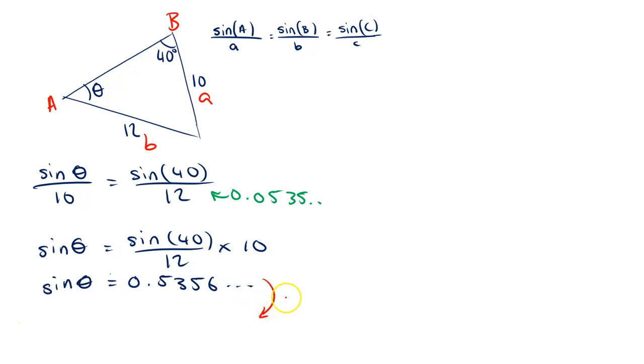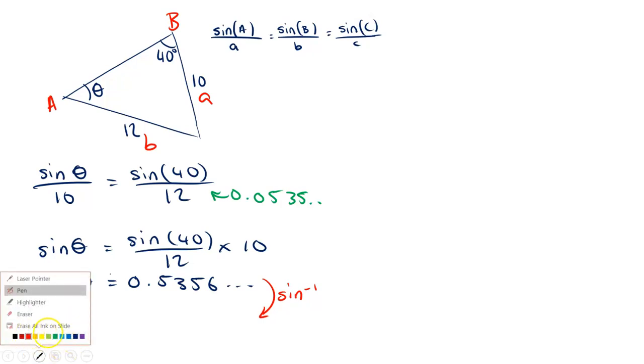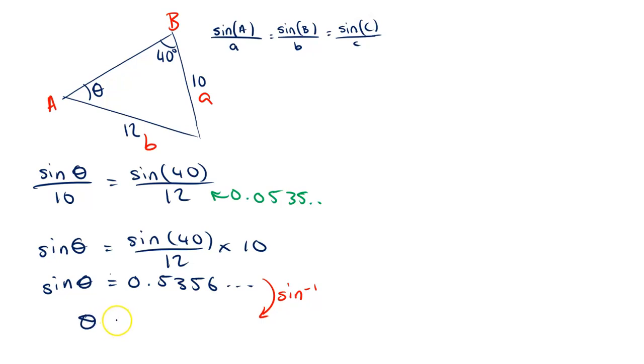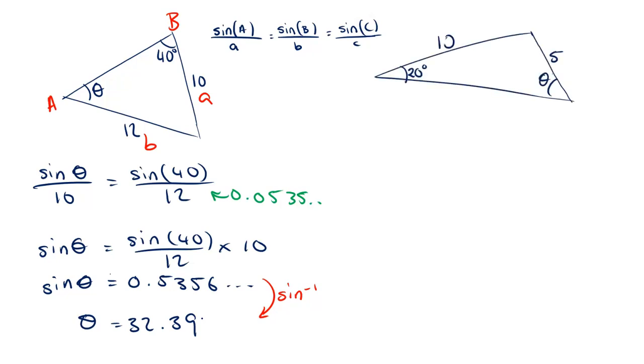But what I'm going to do for this next step is I'm working backwards. I have the answer. I want to know what the angle is. And so instead of sine, you need to use the inverse sine, which is going to look like this on your calculator. And that is usually above the sine button. So shift sine will get you that. And then you put the 0.5356 in, and then you press equals, and you will get the angle theta as being equal to 32.39.